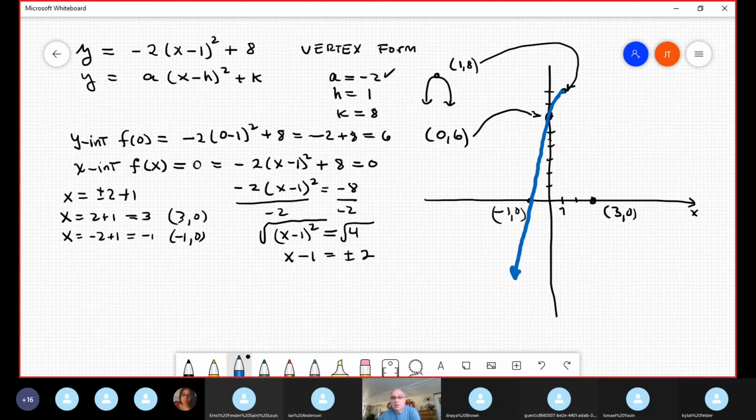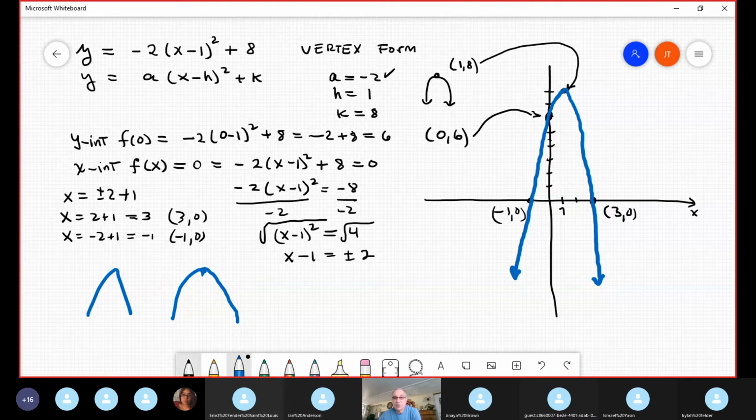Remember the parabola is a smooth curve. My sketch is not good because actually the parabola never has a corner like that. It's smooth like that. Okay? But I try to do my best.